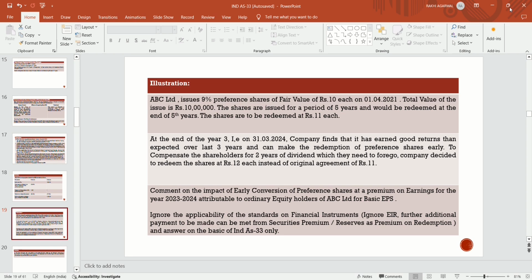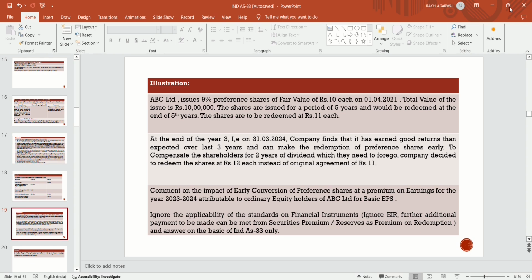At the end of year 3, that is on 31st March 2024, the company finds that it has earned a good return over the last 3 years and can redeem the preference shares early. So the company had earned good profits, so it expected to redeem the preference shares before maturity. The maturity period is 5 years, but they redeem within a period of 3 years.